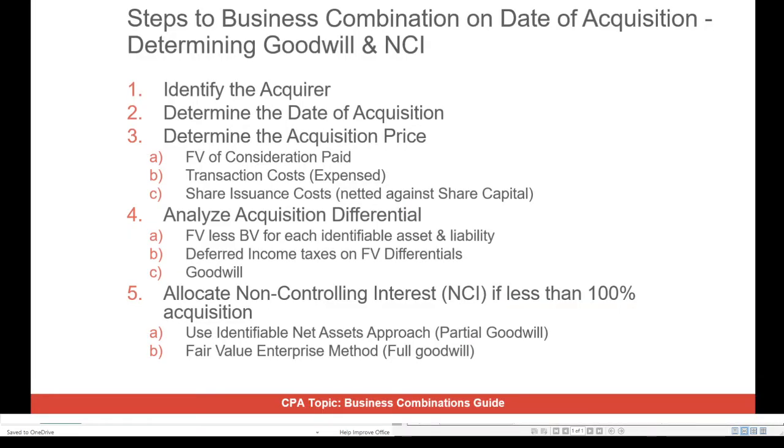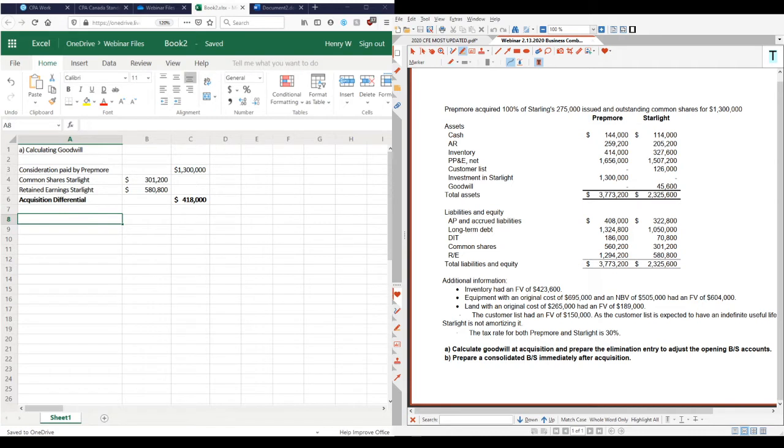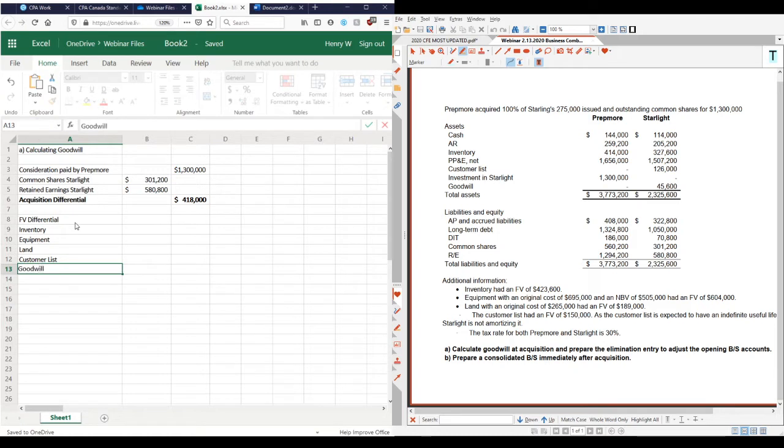So you see here, we identify the acquirer, we know that. The date of acquisition, and we determine the acquisition price, which we know. Now we're analyzing the acquisition differential: the fair value less the book value for each identifiable asset and liability, which was given in the case down here. So the fair value differential for inventory, equipment, land, customer list, goodwill. Actually, let me do this first.